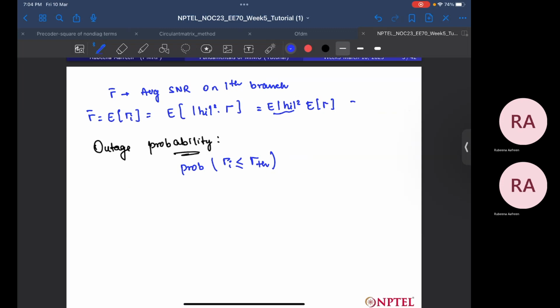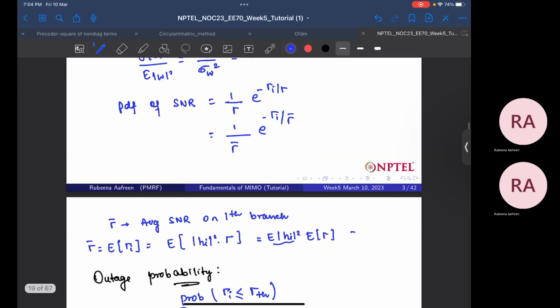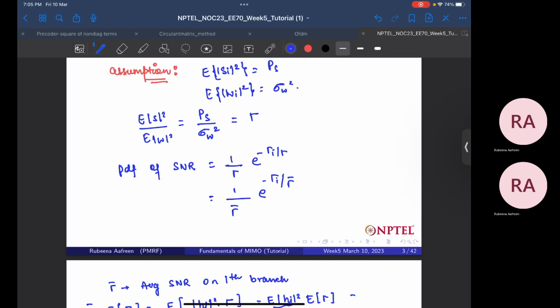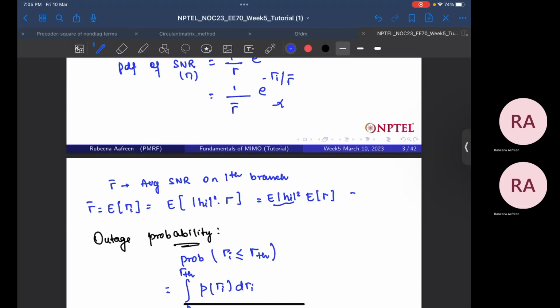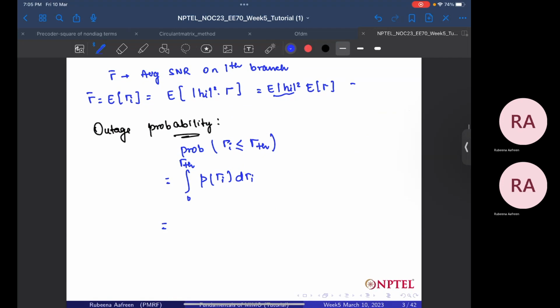So this outage probability, if you calculate it, you will get it from the integration from 0 to gamma threshold of P of gamma I d gamma I. Now you know the PDF, the probability distribution function of SNR, this gamma I. So P of gamma I you already know. When you integrate this with respect to d gamma I, we will get an output of 1 minus e to the power minus gamma threshold by gamma bar. Okay, so this is the outage probability.